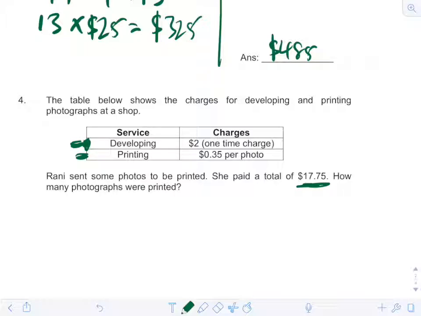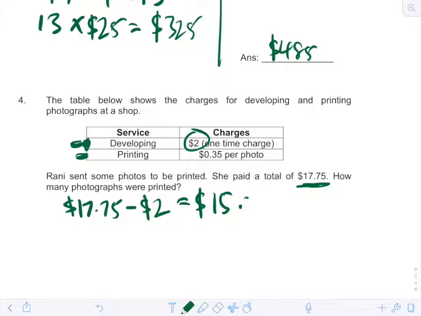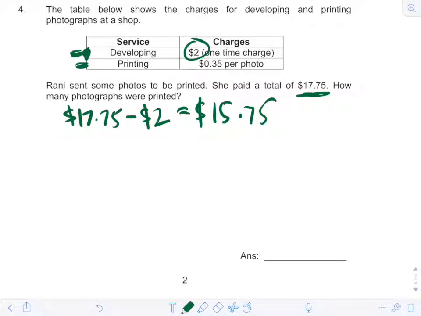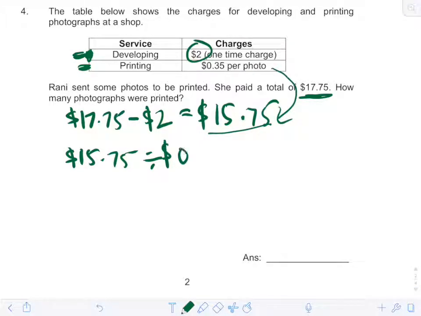From this $17.75, first you have to minus off the amount that she has to pay for developing, because it's a fixed amount. So you get $15.75. Once you know this, you know that this $15.75 refers to 35 cents per photo. So all we need to do is take $15.75 divided by $0.35. We will get, obviously you can press the calculator, it's a lot easier.